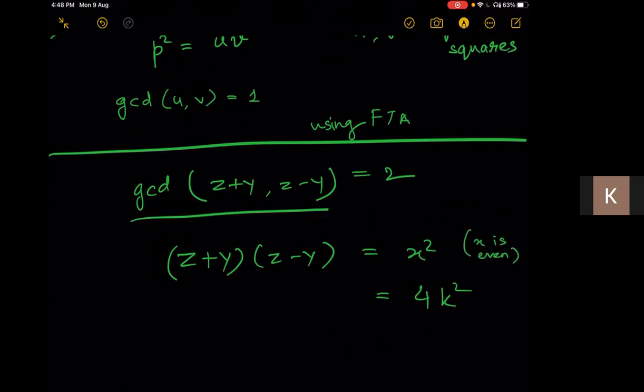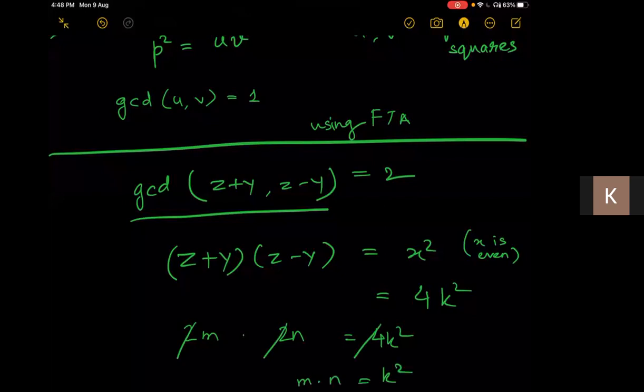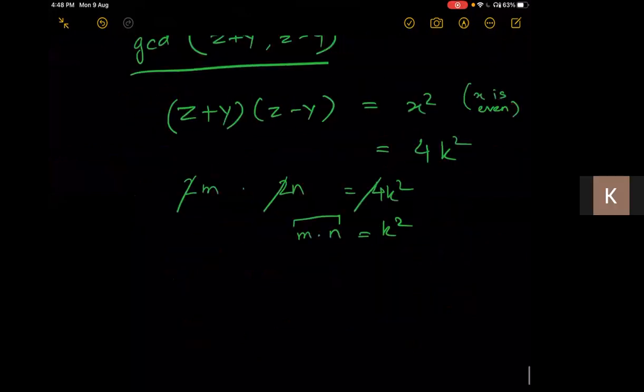So here I will get 2m into 2n equal to 4k square. The 2 and 4 cancel, so m into n equals k square and GCD of m and n is 1, because we proved that lemma and we get it, right? So Z plus Y I can take as 2r square.